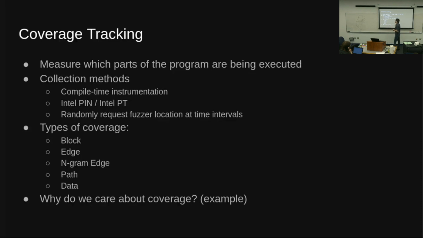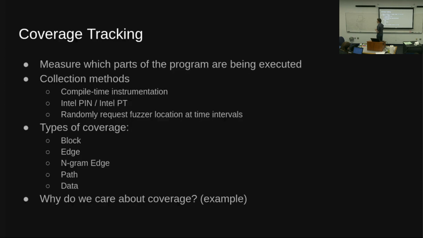And there are a few more, n-gram edge and path, where instead of just tracking a single edge, you track more than one edge. So with n-gram, with 3-gram edge coverage, you'd be tracking 3 separate edges. So you could track that you hit 3 at once, and you basically keep your tracker based on that.